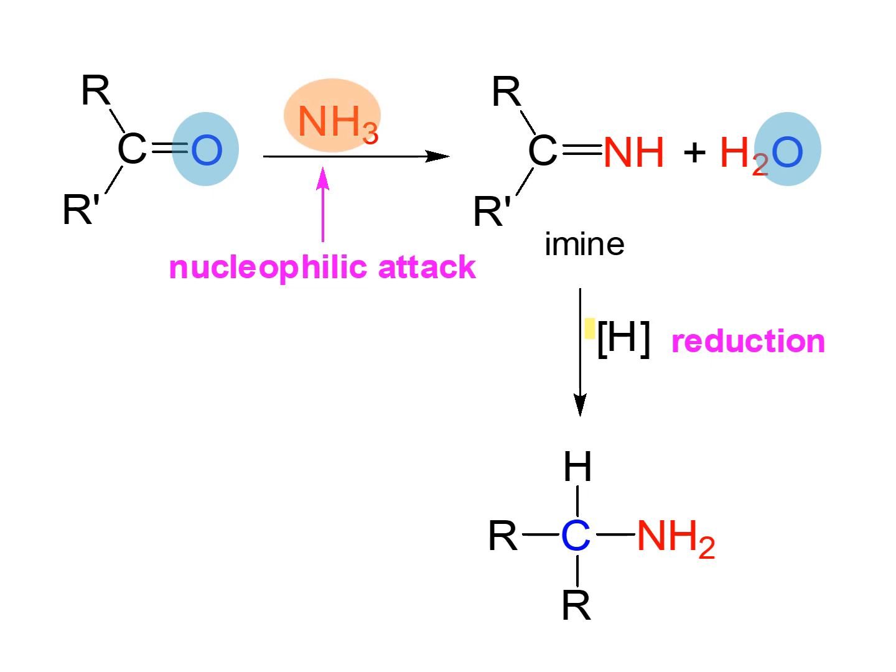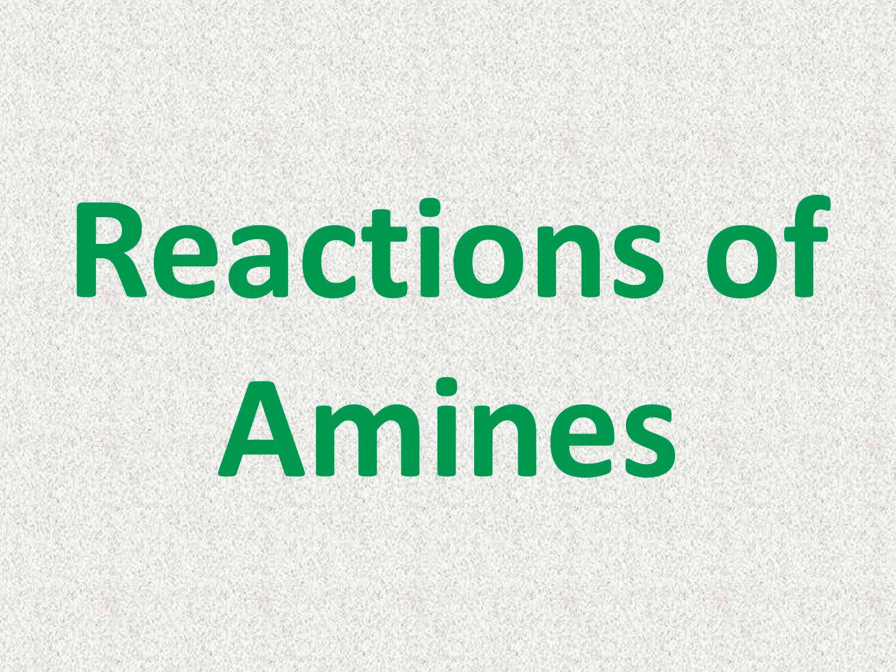So you just need to extract 2 hydrogens from this NH3 ammonia, and attach the rest to the oxygen place. So you will basically remove H2O and you will get C=N-H. This is what we call imine. And further reduction, by adding hydrogen, you will get amine at the end of the process. So basically you will get amine after the reduction process. So let's take a look at the reactions of amine.